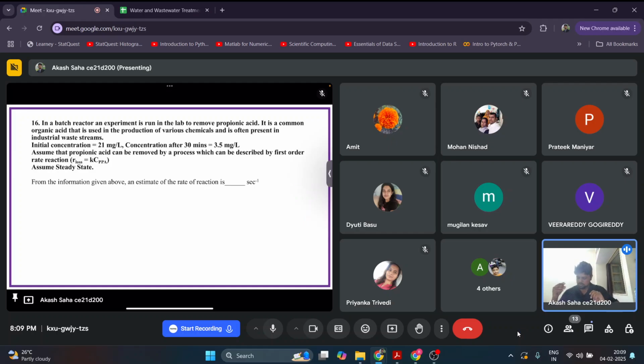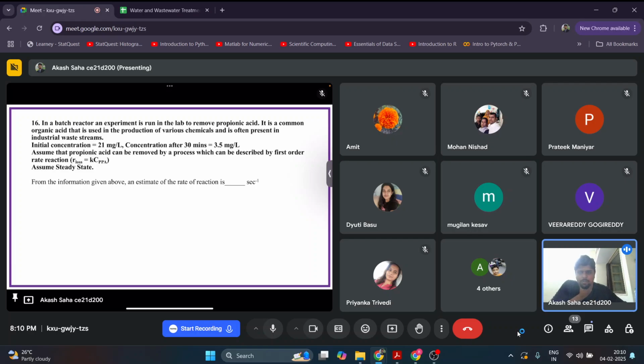Okay. Now some numericals again. Though the question looks very big, it's a one-liner. Okay, every answer is one-liner. So in a batch reactor, an experiment is run in the lab to remove the propionic acid. It is a common organic acid that is used in the production of various chemicals and is often present in the industrial waste stream. So no information till now.